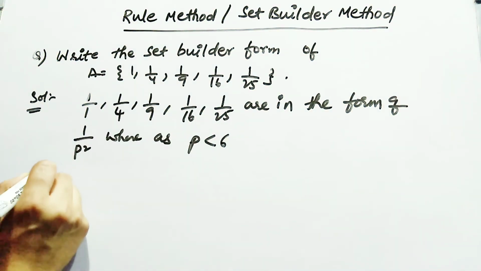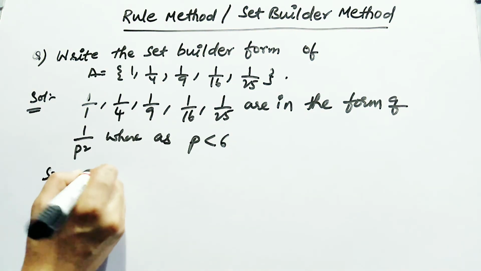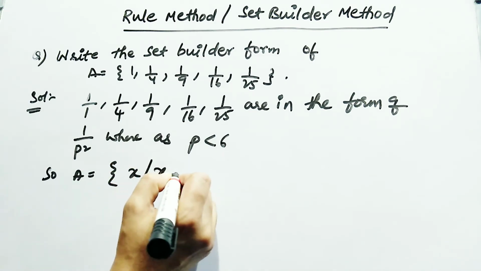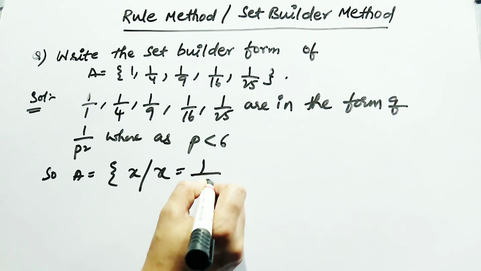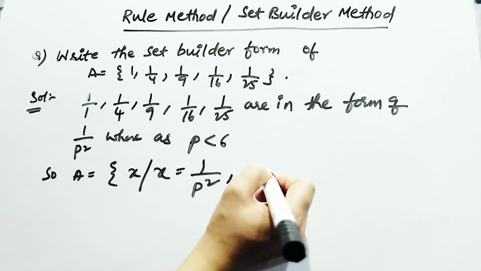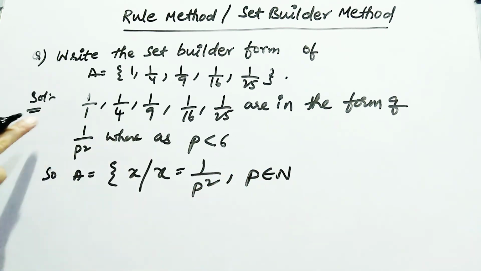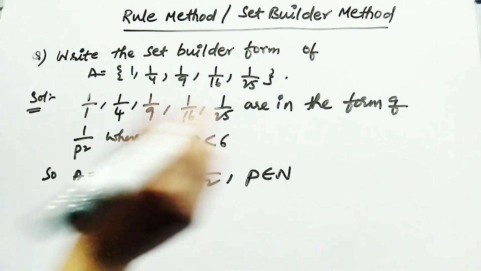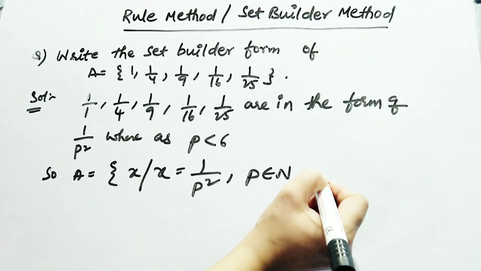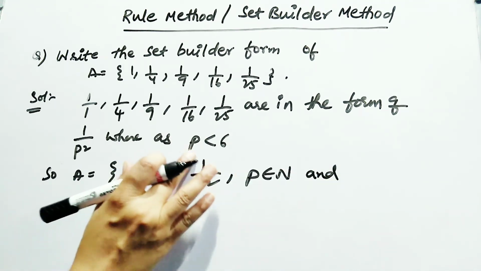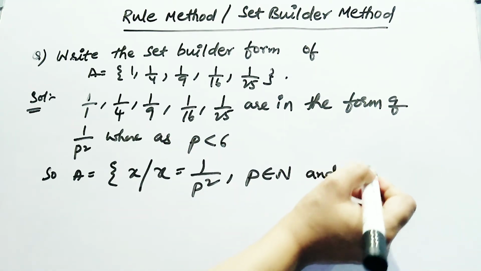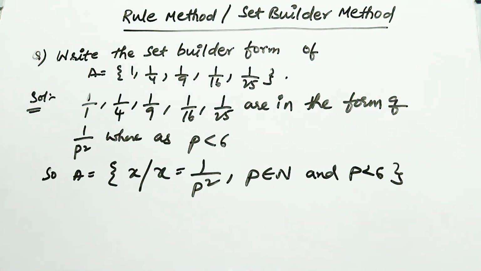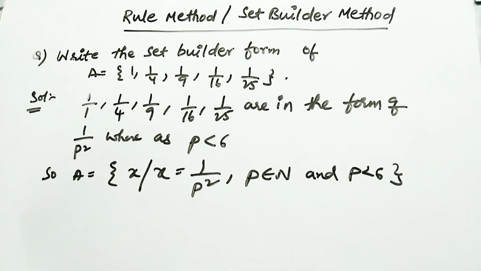So you have to write it in set builder form. So A equal to x such that x equal to 1 upon p square, where p belongs to natural numbers because it is starting from 1. So we are giving natural numbers, and the condition you write is that p is less than 6, up to 5, all the numbers you are squaring. This is your set builder method.